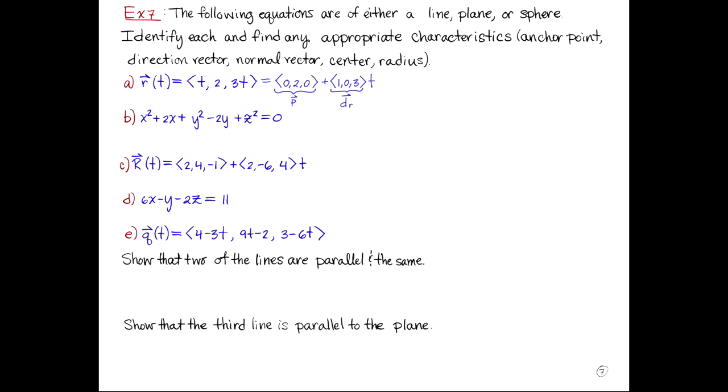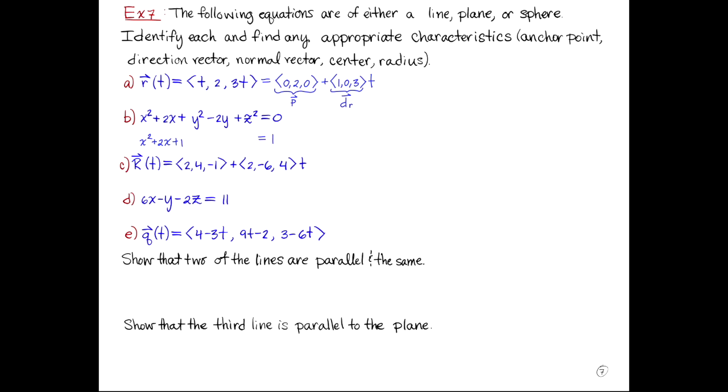In B, the x squared, y squared, and z squared should make us think sphere. To find the center of our sphere, we need to complete the square. X squared plus 2x will become a perfect square if we take half of 2, which is 1, and we square it, giving us plus 1. If we add 1 to one side of the equation, we need to add 1 to the other side of the equation to keep it balanced.